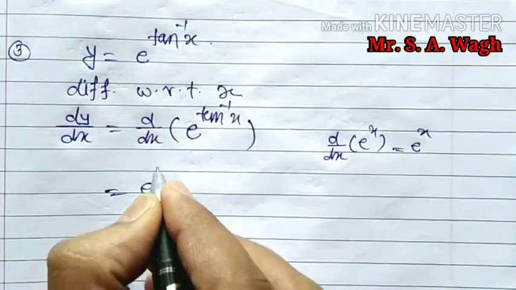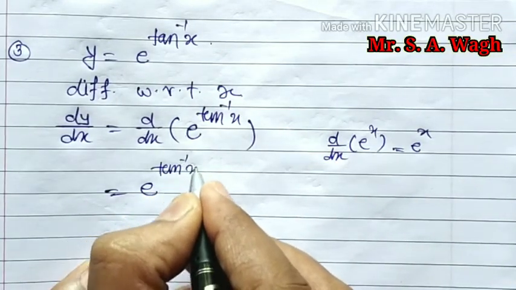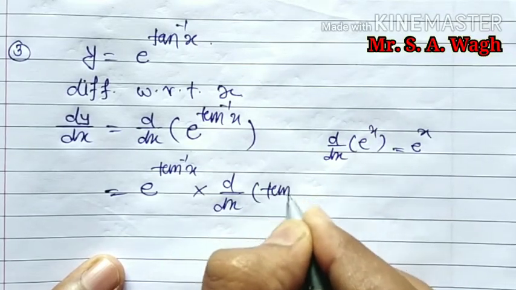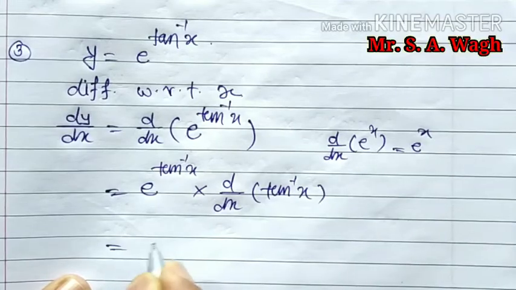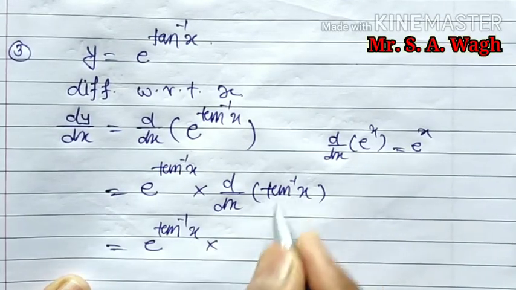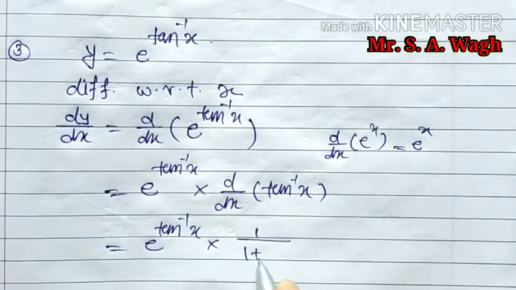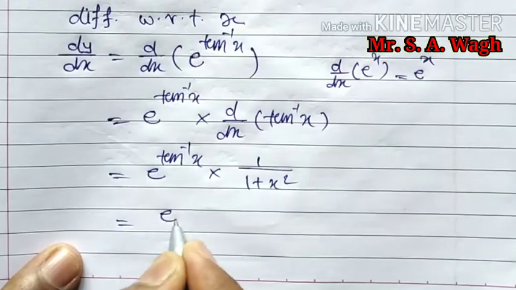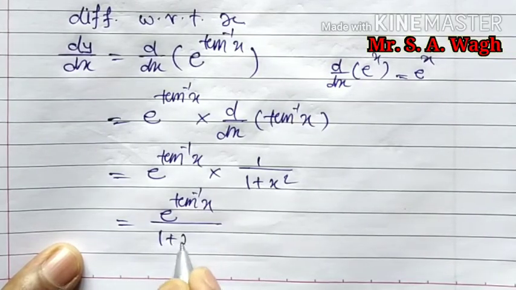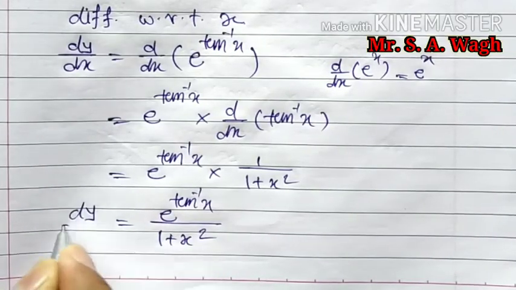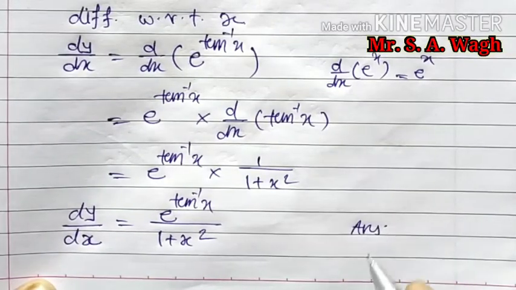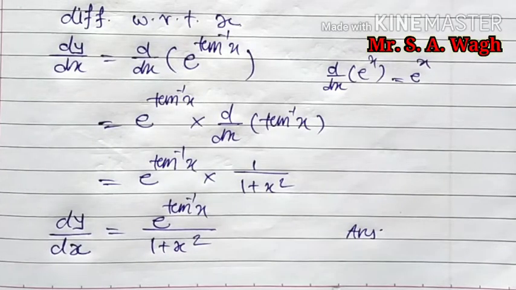It becomes e to the power tan inverse x as it is, into the derivative of tan inverse x. So this is e to the power tan inverse x into, now the derivative of tan inverse x is 1 upon 1 plus x square. Finally, e to the power tan inverse x divided by 1 plus x square is the derivative of your function with respect to x. So this is the answer of this third question also.